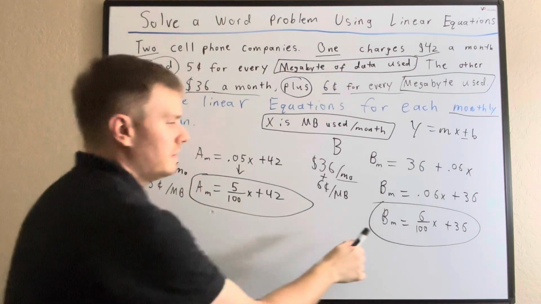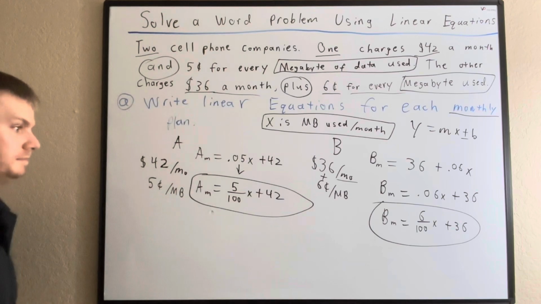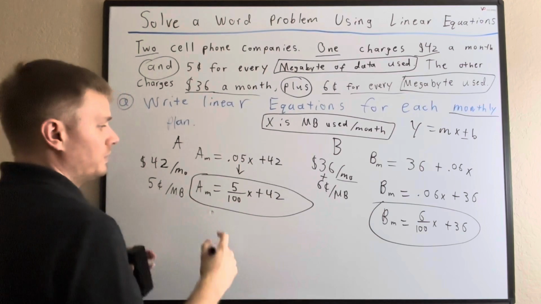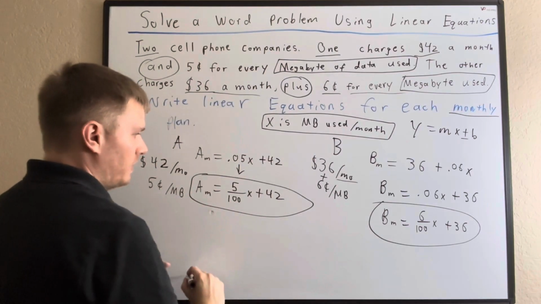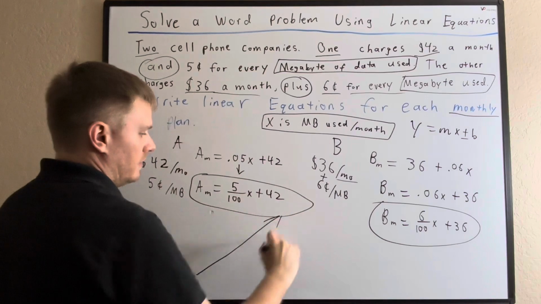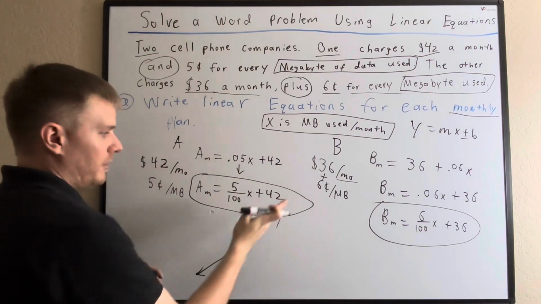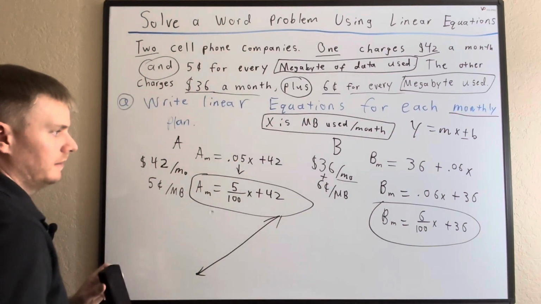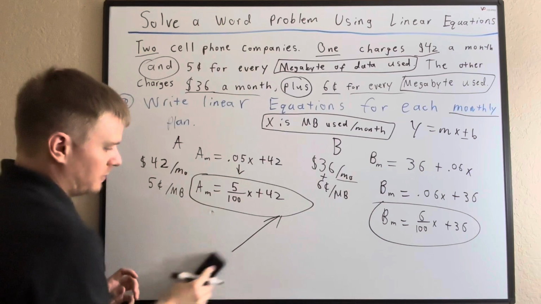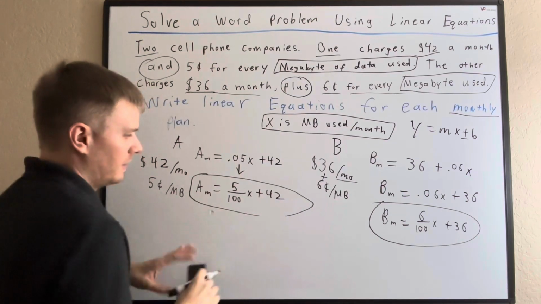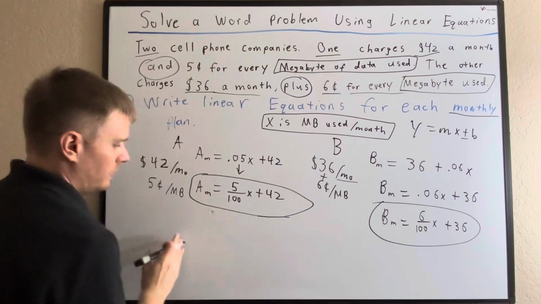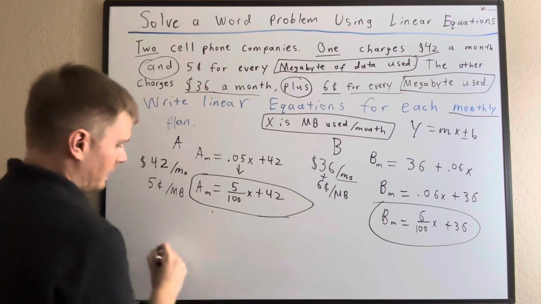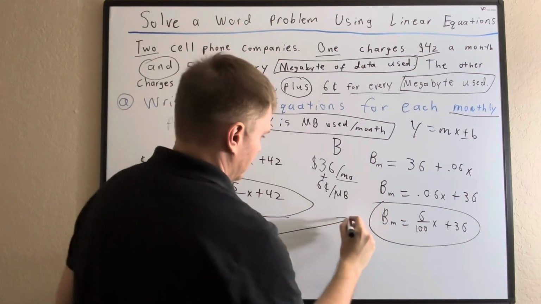Company A's monthly bill, Company B's monthly bill. They have linear equations representing that. So if we were to graph these, they would actually be lines that just go up at a steady rate. They would actually not be very steep, right? Because rise over run, they would run to the right 100 steps and then go up 5. So they would be more like that.